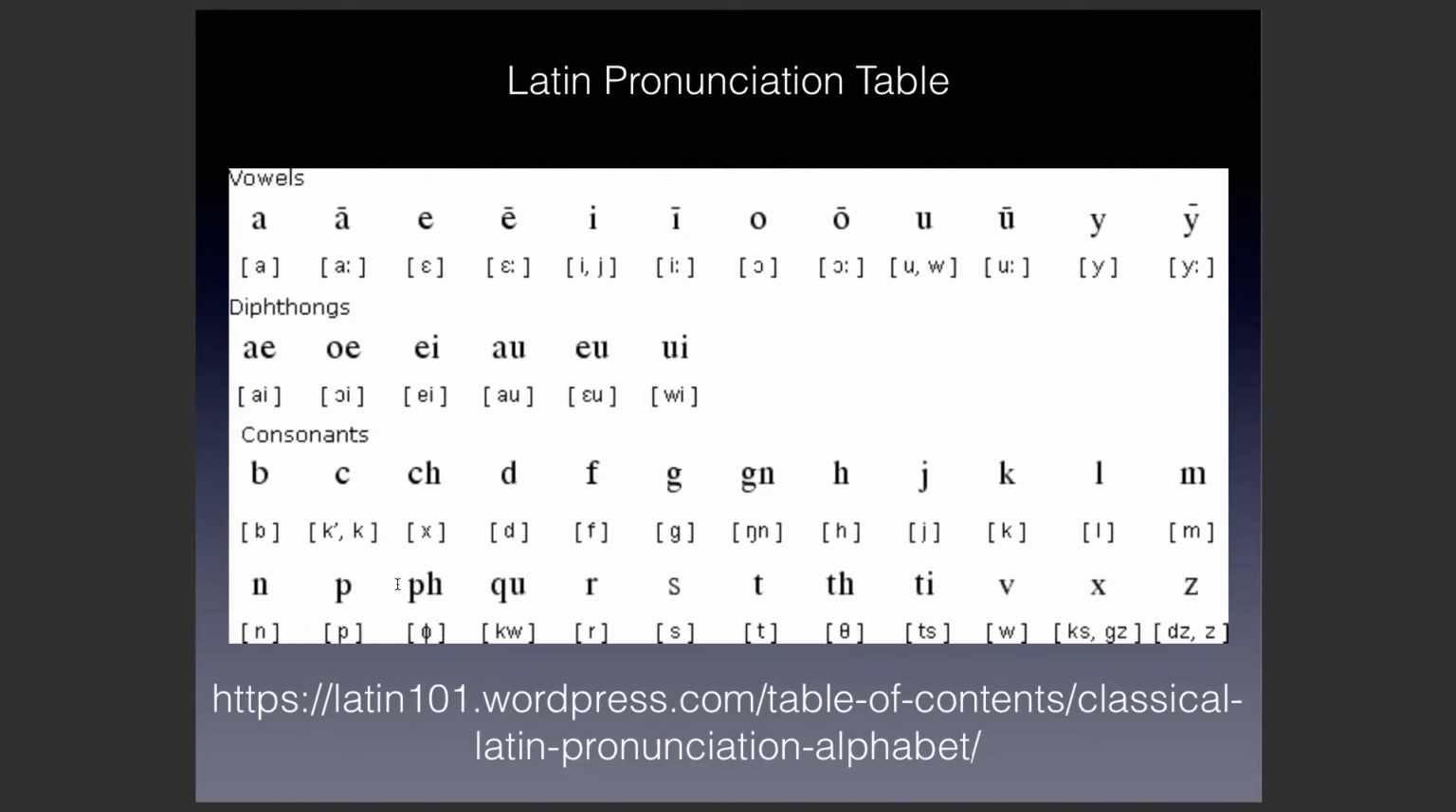Q and U. You might remember that in English, we always have a U after Q. And why is that? Because that's how Q works in Latin. There's always a U after Q, and it's qua, right? The same.